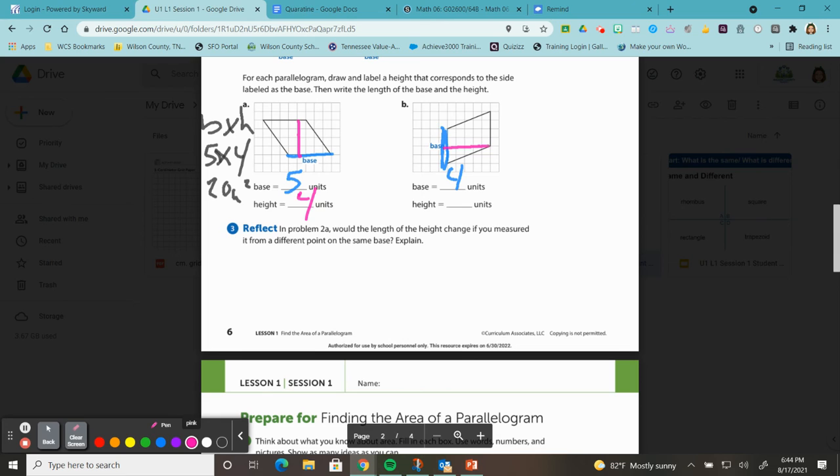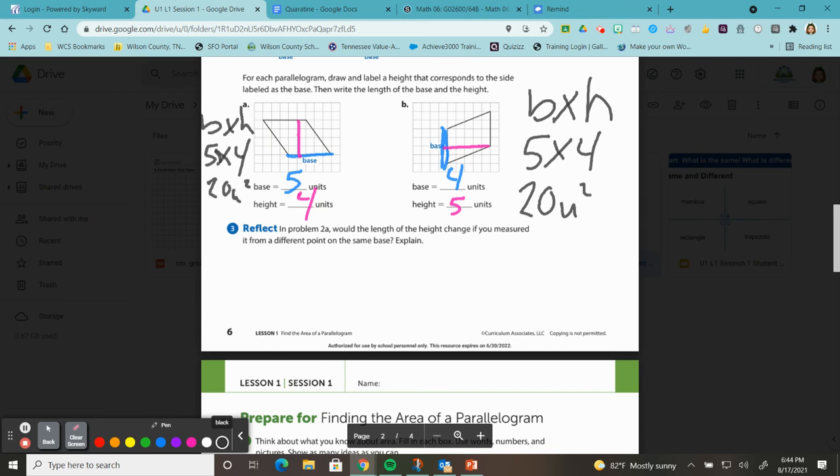We count up our units for our height, and we would find that it is 5 units. So again, we can multiply base times height, and we would have 5 times 4, which would give us a total of 20 units squared. So this is how we can find the area of a parallelogram. We choose the base, and then we measure from the base to the opposite side of the shape for our height, and we multiply those dimensions together.